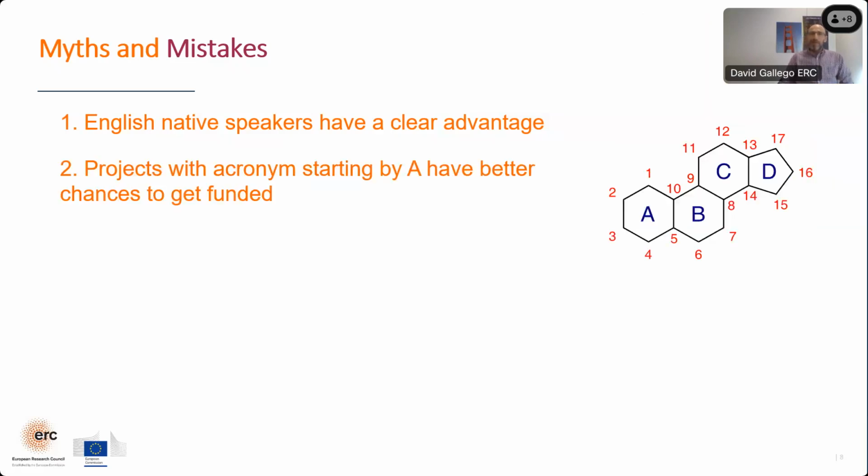Another myth: projects starting with the letter A in the acronym, you can say A, Z, whatever, have better chances to get funded. This is not true. There is quite a big randomization when we start preparing the interview schedule. So don't be tempted to use an acronym like ABCD because it doesn't really make any sense.